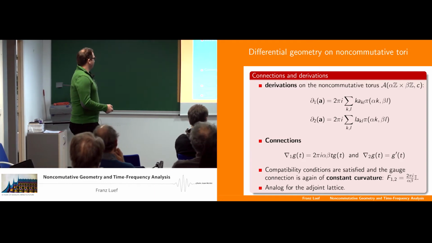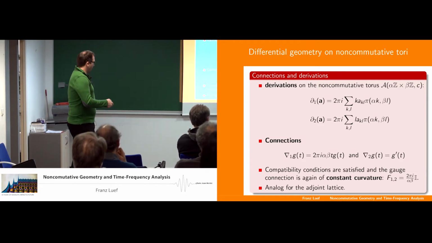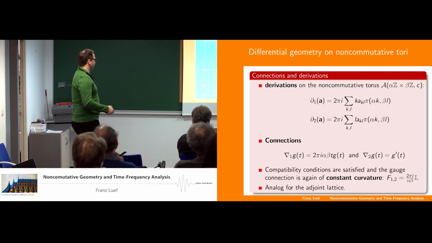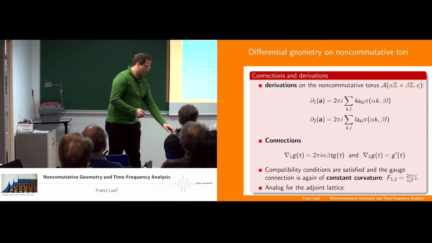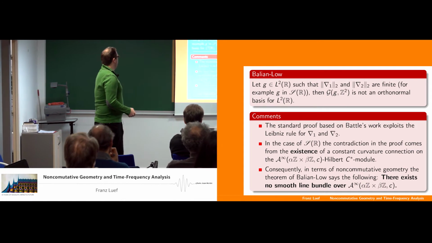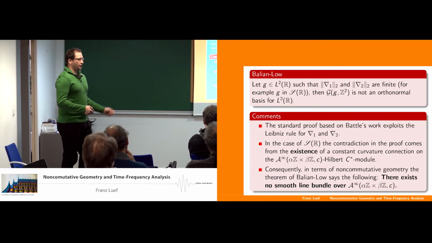And so you can do the same thing in the discrete case. You multiply with k and with L, and these are your derivations. You can also write down connections, and again you get constant curvature connections, and analogously for the adjoint lattice. And so it might look like, why should these connections be important?